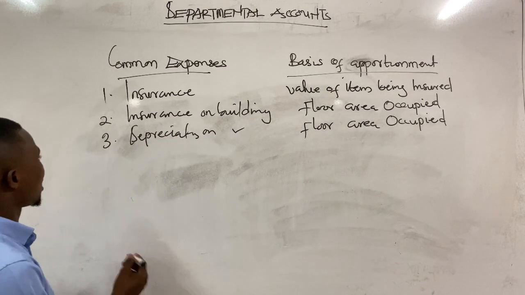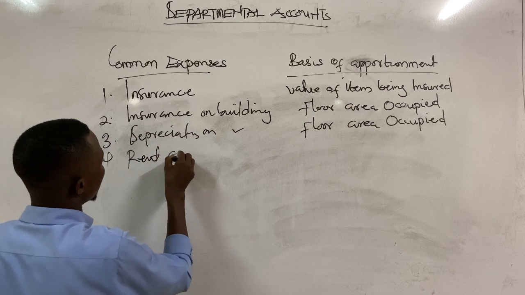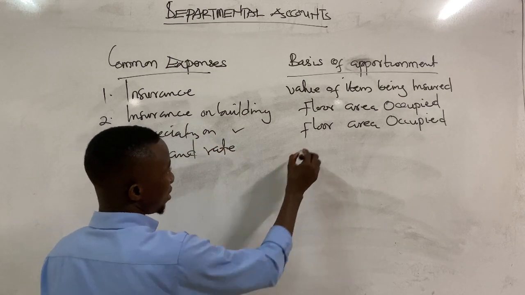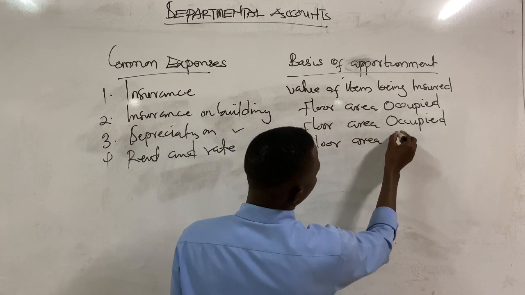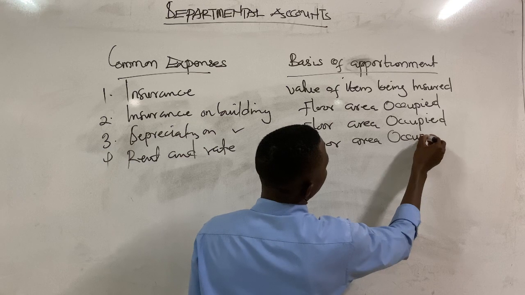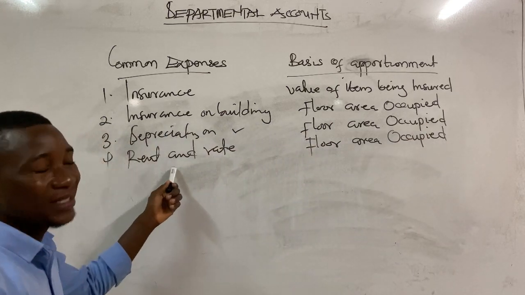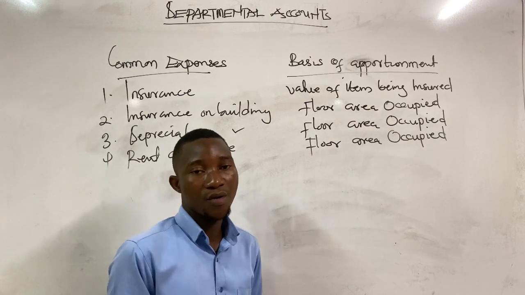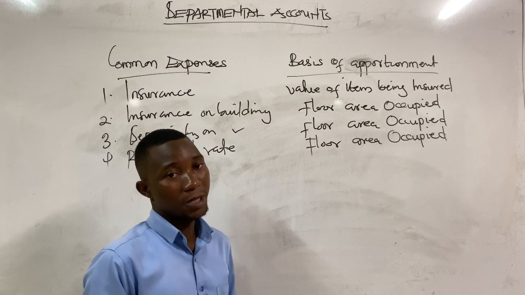We could have an expense called rent and rates. The same floor area occupied, just because the room you rented is on the floor. So use the floor area occupied as the basis of apportionment.